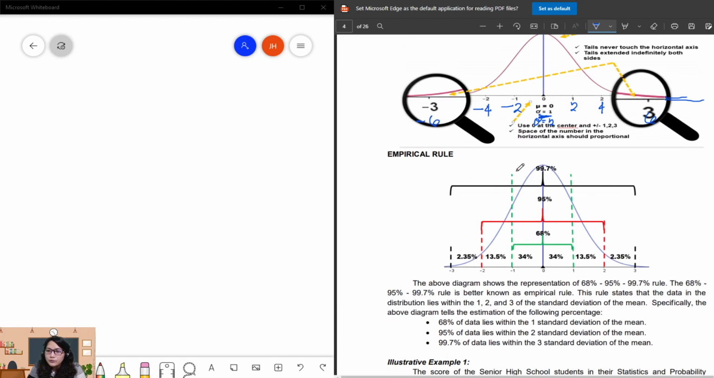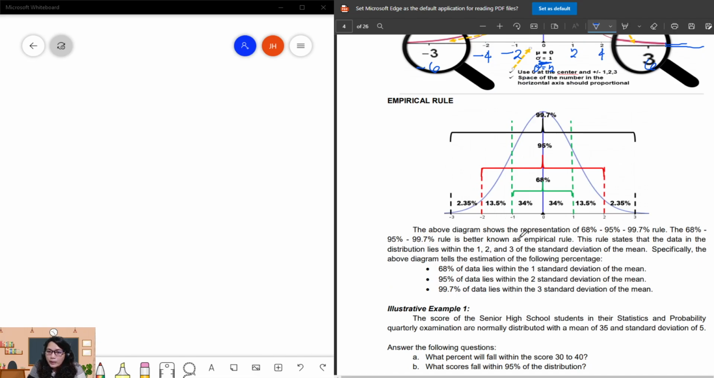So, the empirical rule. I'm going to discuss this one. As you can see here, 68% of the data lies within 1 standard deviation of the mean. This one and this one, negative 1 to 1, that is the 68%. 95% is from negative 2 to positive 2. It covers the 68%. And the 99.7% covers negative 3 to 3. Again, it depends upon the standard deviation that you use.